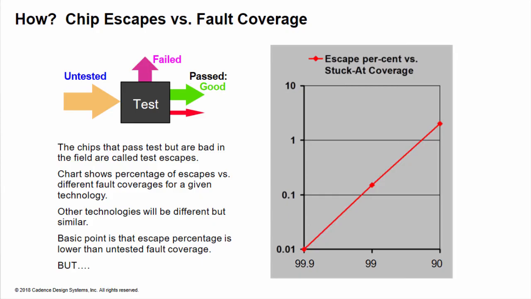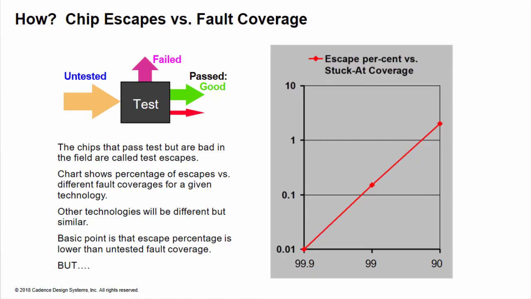Not necessarily. Many defects will cause multiple fault behaviors and may affect multiple nets or transistors. This means that the defect may be detected even if only some of the possible incorrect behaviors or faults are observed. As a result, the percentage of escapes is typically less than the percentage of untested faults, but the exact ratio is not typically known. The chart shown on a log scale is for a particular mature bipolar technology and illustrates the fact that the percentage of escapes is less than the untested fault coverage. For this technology, it is lower by a factor of 5 to 10.